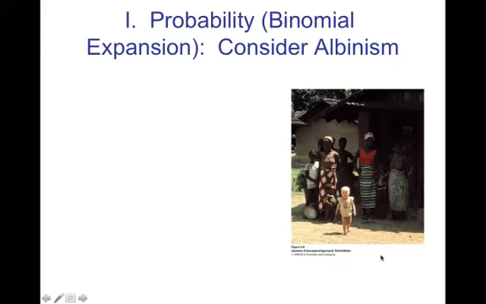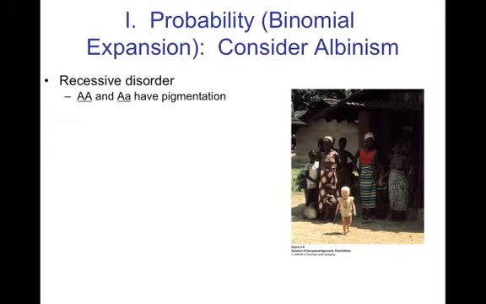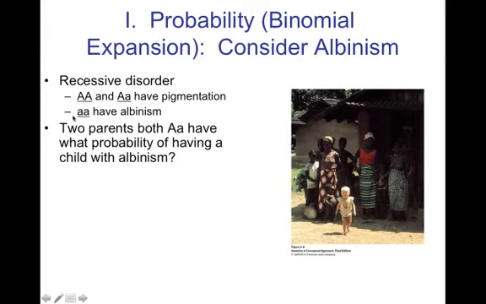All right, so let's consider this trait here as an example using albinism. We know albinism is a recessive disorder. We know that individuals who are big A, or big A, little a, they have pigmentation. Someone who is little a, shown here, they have albinism, such as we see in this picture here. Two parents, both who are big A, little a, have what probability of having a child with albinism? We know that answer is 1/4.